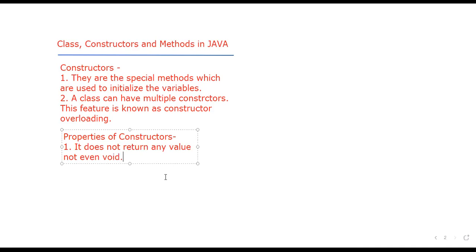Returning value is something you understand once you know about methods. Right now you don't know about methods, so you may not understand what it means that a function does not return any value, not even void. Void means not returning anything. Null means not returning anything. So a constructor cannot return any value, not even void. This is the first thing.